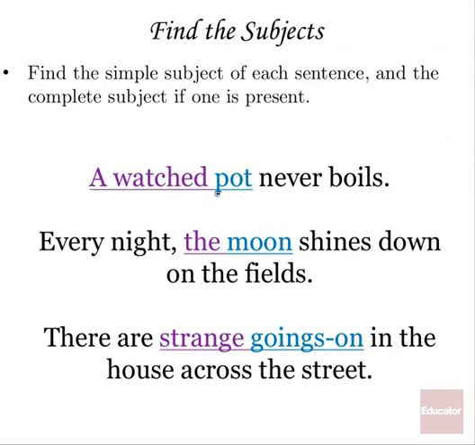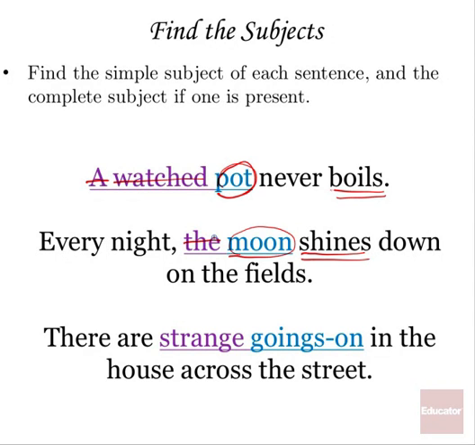A watched pot. The simple subject is pot because our verb is boils. Never is an adverb modifying boils. So the pot is what's doing the boiling, or not boiling as the case may be. A is an article, and watched is a modifier altering pot. What kind of pot? A watched pot. Every night the moon shines down. We know that our verb is shines. The moon is what's shining. The is an article modifying moon. Shines down on the fields.